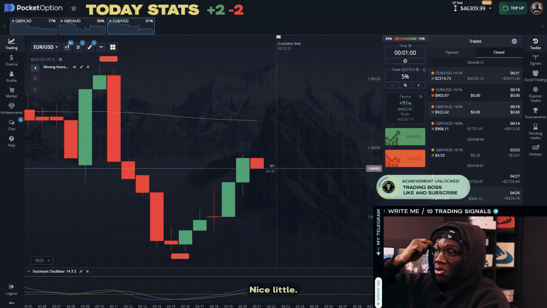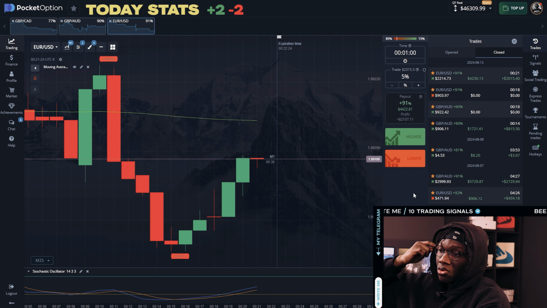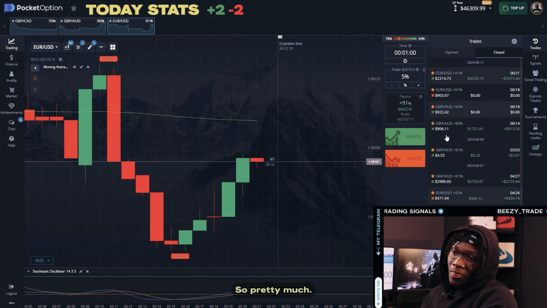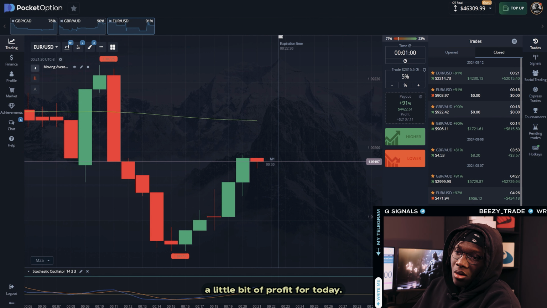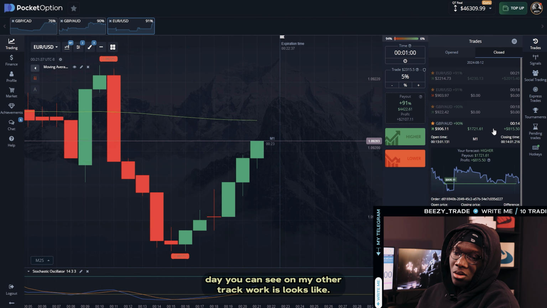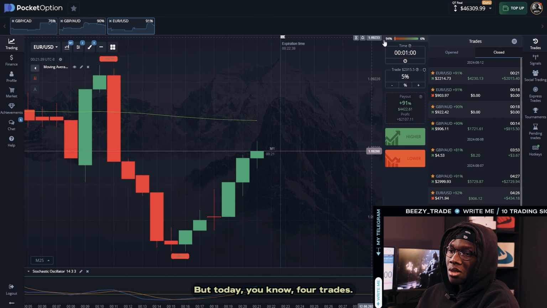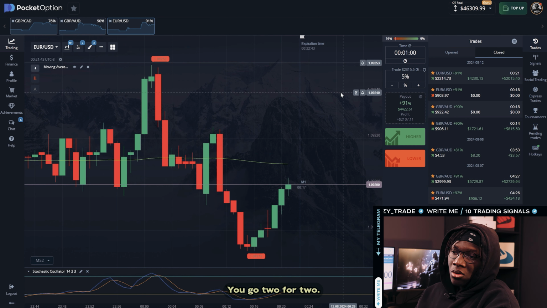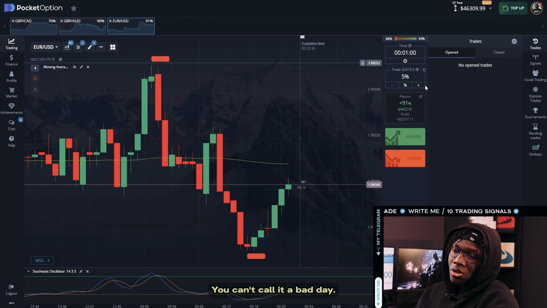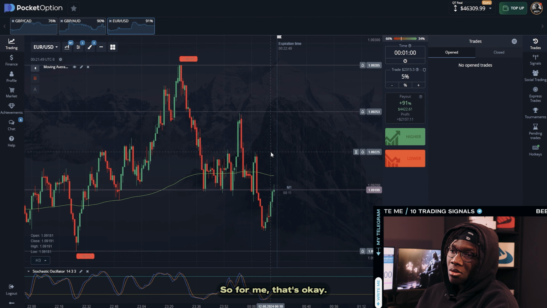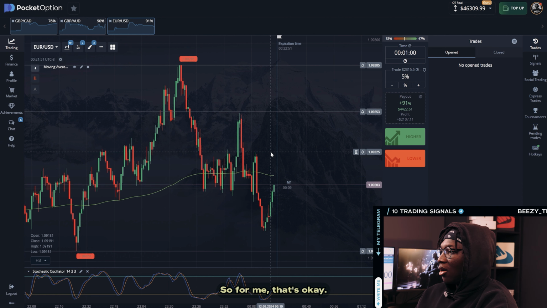Nice little 2,000, 2 bands. So pretty much a little bit of profit for today. Wouldn't say that it was the best day. You can see what my other track records look like, but today, 4 trades, you go 2 for 2. You can't call it a bad day. Yeah, we're in profit for about a couple of grand, so for me, that's okay. I'm taking it or leave it.